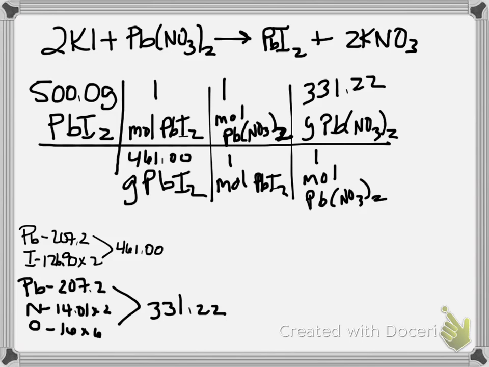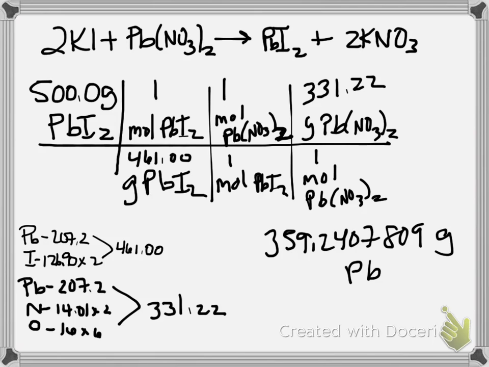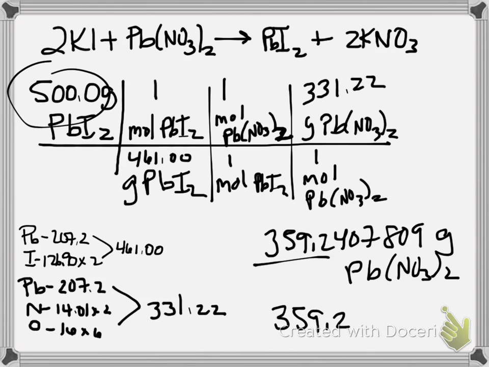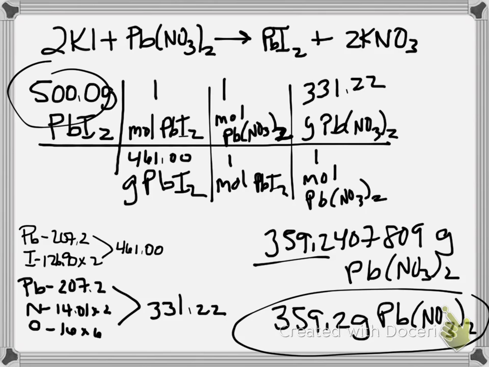So now we do our math. So we get a raw answer of 359.2407809 grams of lead-2 nitrate. We have 4 sig figs to work with. So 359.2 grams of lead-2 nitrate. Okay, how many of you got that one right? Excellent.